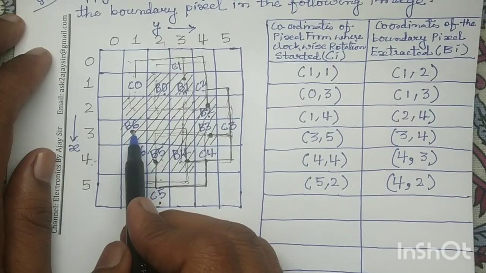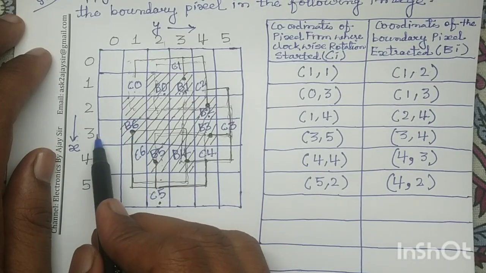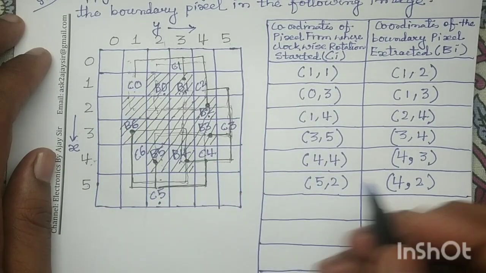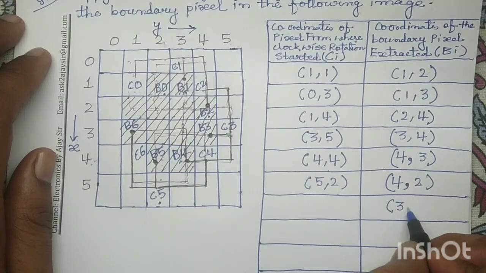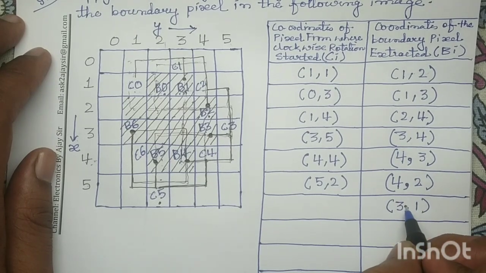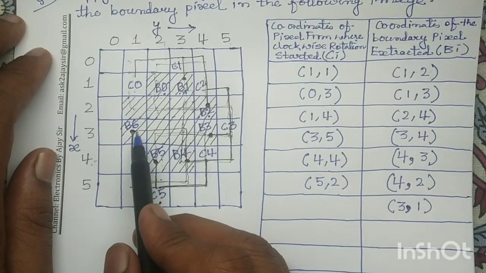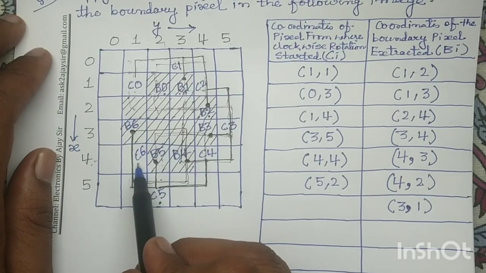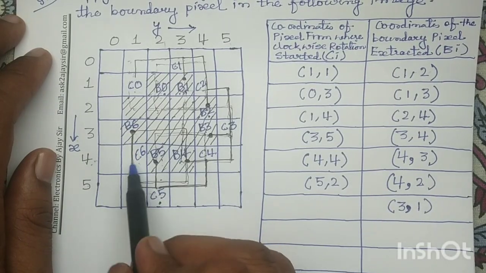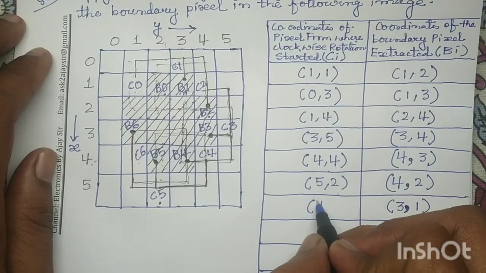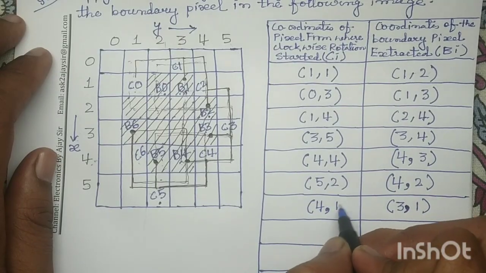Now what is the coordinate of B6? The coordinate of B6 is 3, 1. So I will write here 3, 1. And what is the coordinate of C6? The coordinate of C6 is 4, 1. So I will write here 4, 1.